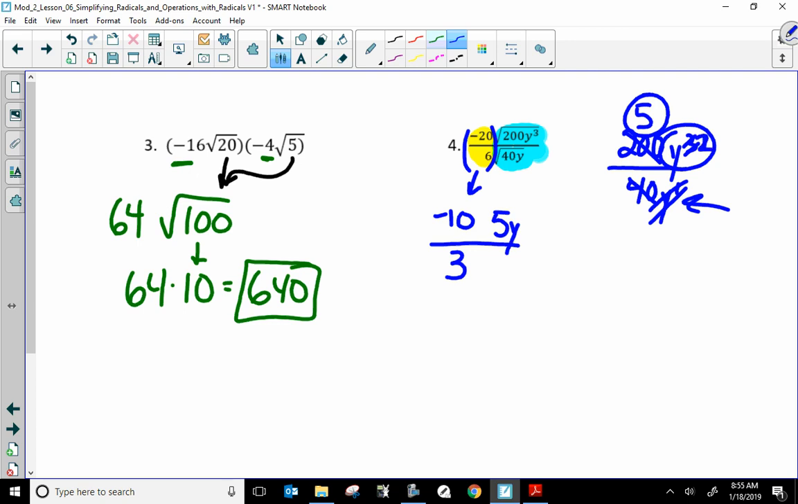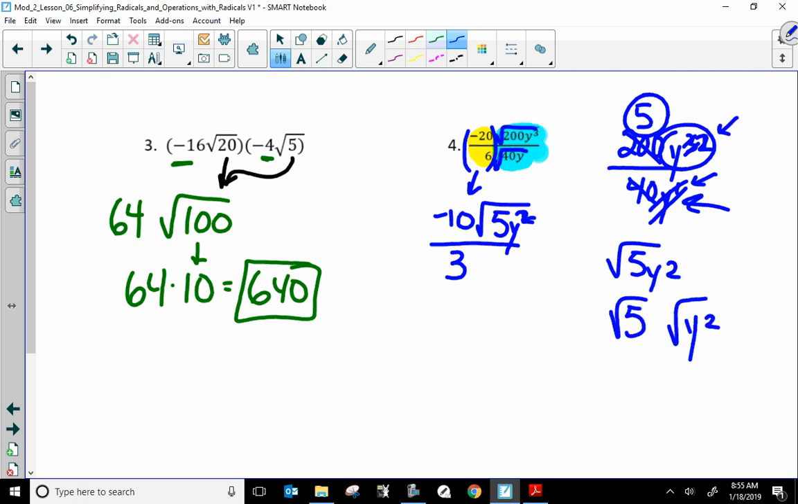Okay, I had 1 here. I took 1 away from 3 and got 2. Okay. But since I had radicals here, I need to keep my radical here. Right? I can't do anything with my negative 10 and my 3. Okay? So when I think of the square root of 5y squared, I can't do anything with the square root of 5, but I can do something with the square root of y squared. That ends up being y.